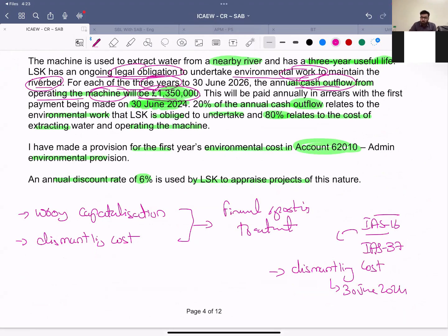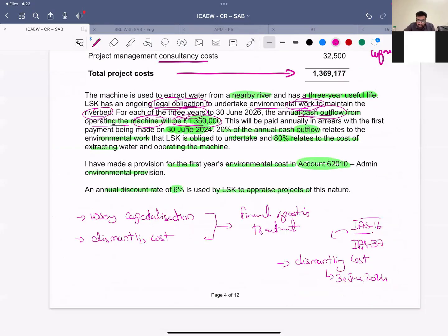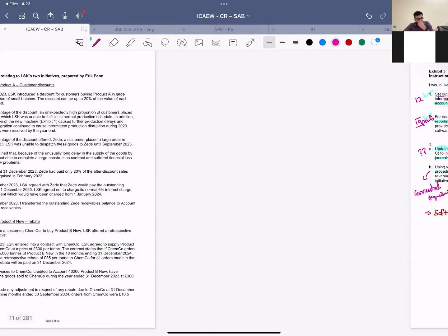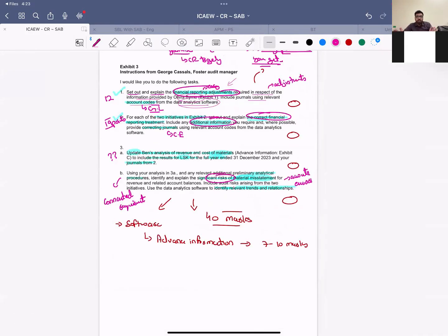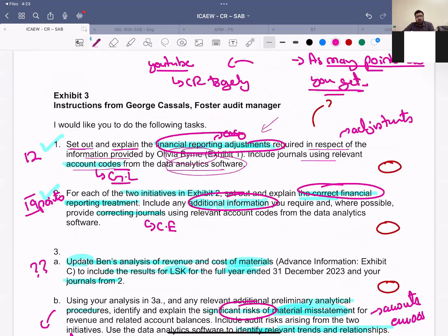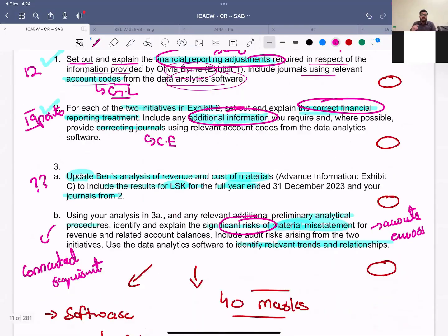Else, we shouldn't be reading Exhibit 2 first. At least we have got a brief idea. So we should be seeing the software, the advanced information, and then just try to attempt this paper. So anything you guys wanted to add?